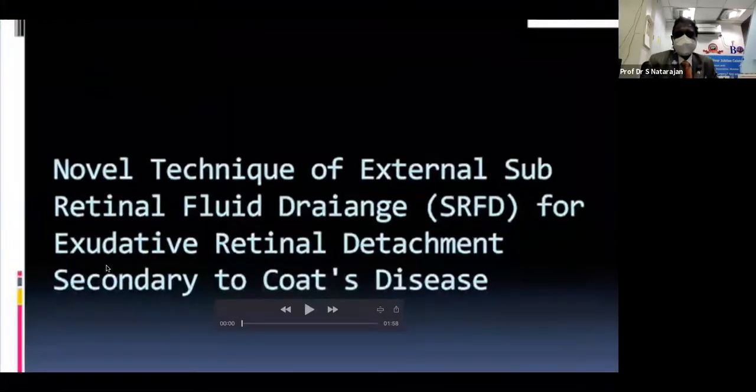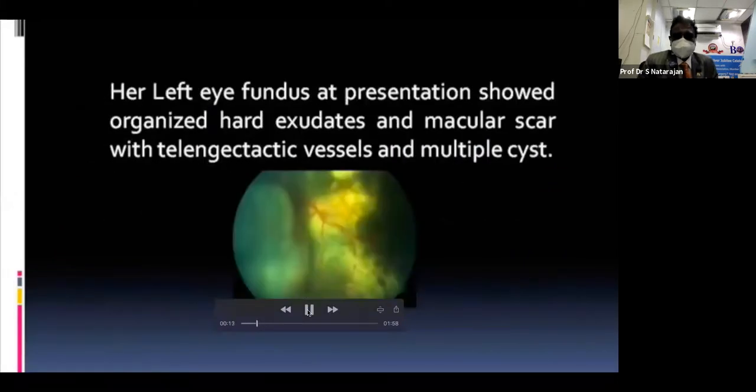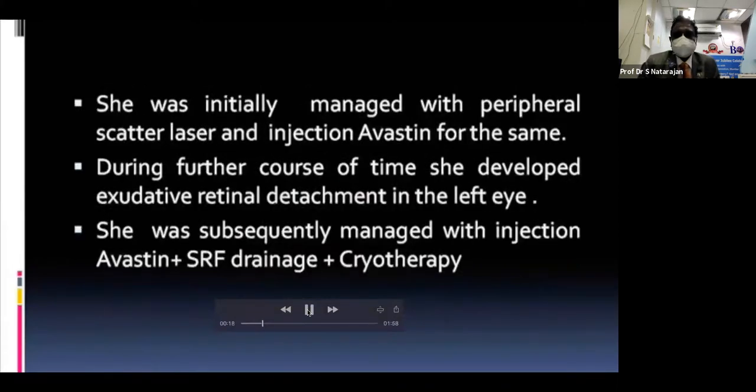So this is the novel technique of external subretinal fluid drainage for exudative retinal detachment, secondary to Coats disease. This is a 5-year-old girl with left eye Coats disease, presenting with perception of light in the left eye and 6 in the other eye. On examination, you can see the left fundus showing hard exudates at the macula. She was initially managed with scatter laser and injection Avastin.